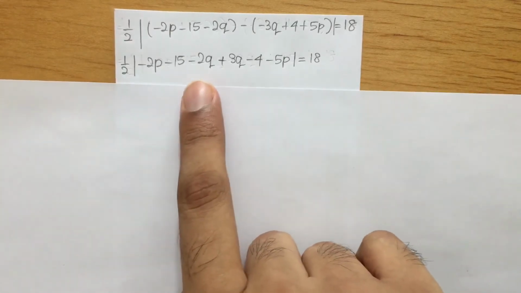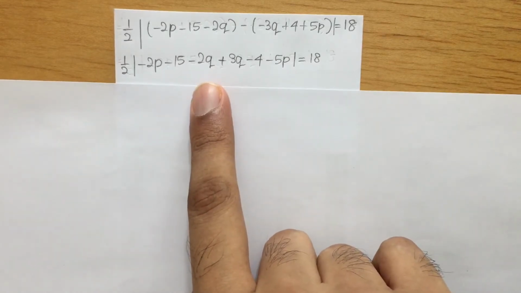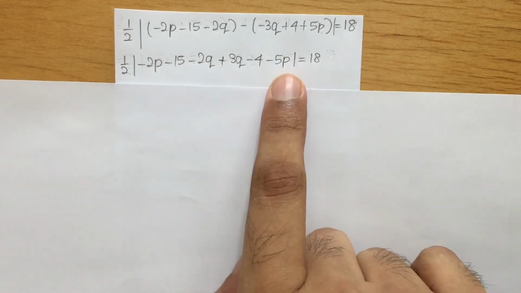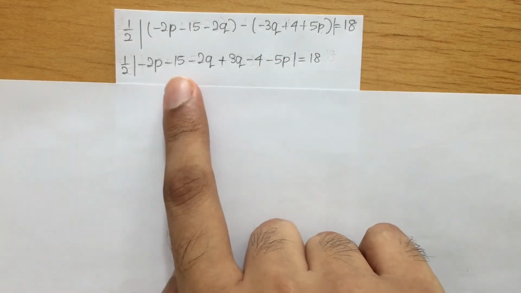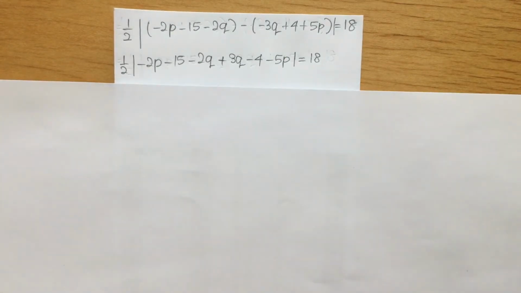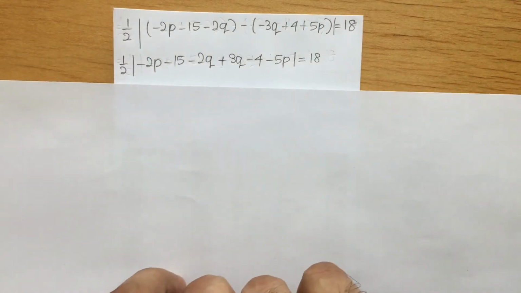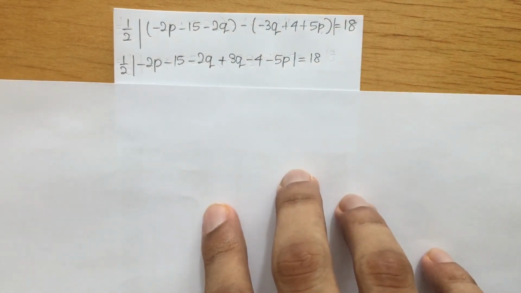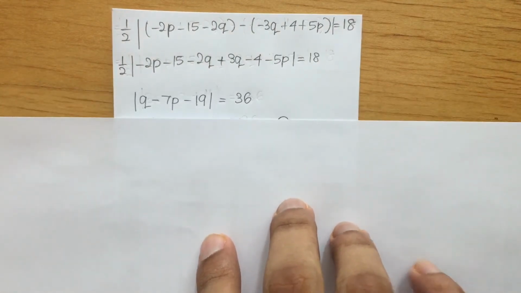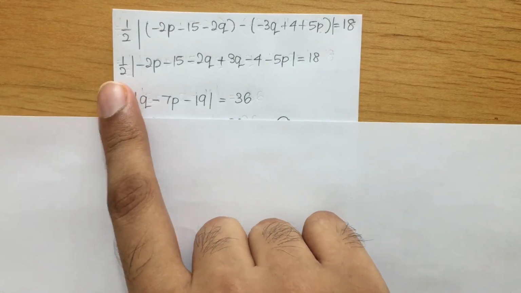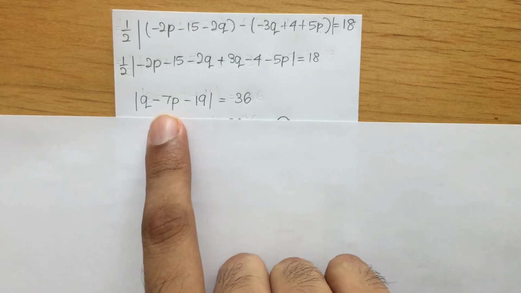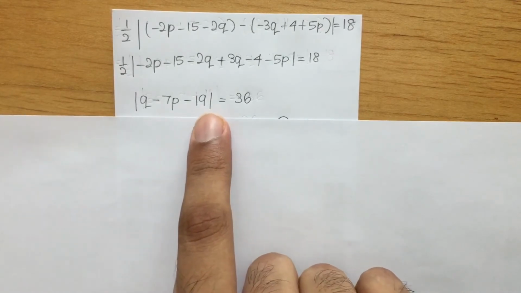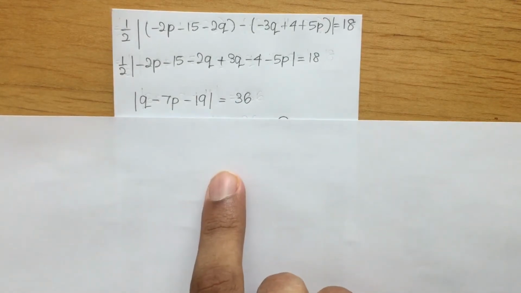So 3q minus 2q you get is positive q value. So negative 5p minus 2p you get is negative 7p, and then negative 15 minus 4 you get this negative 19 with a close modulus, guys. Okay, proceed to the next step. So from here what we do, we times the whole equation by 2, so to eliminate the fraction over here. So from here you get q minus 7p minus 19 close modulus equals to 36.